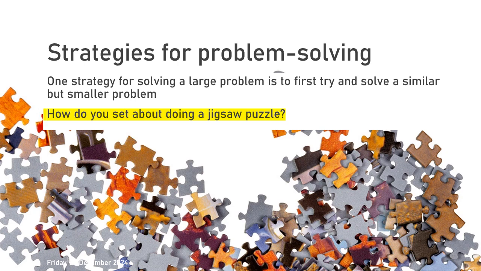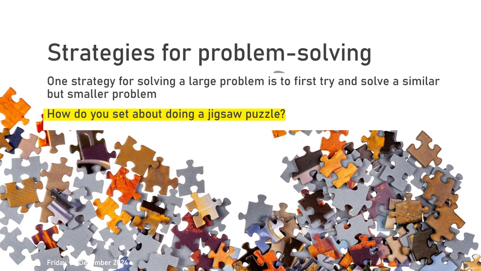One strategy for solving large problems is to first try to solve a similar but smaller problem. Let's try and think about how to solve a jigsaw puzzle. If you had to describe to a 5-year old or to an alien about how to go about solving a jigsaw puzzle, what would you say?